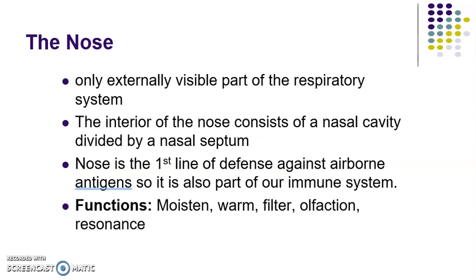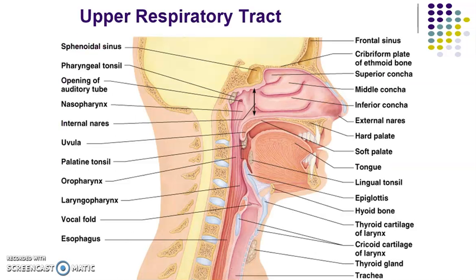And so let's talk a little bit more about what we call the upper respiratory tract. Notice how, especially up here, the nose isn't just one big open thing. It's got these different tissues that are involved to help us with that moistening, to help us with that filtering.